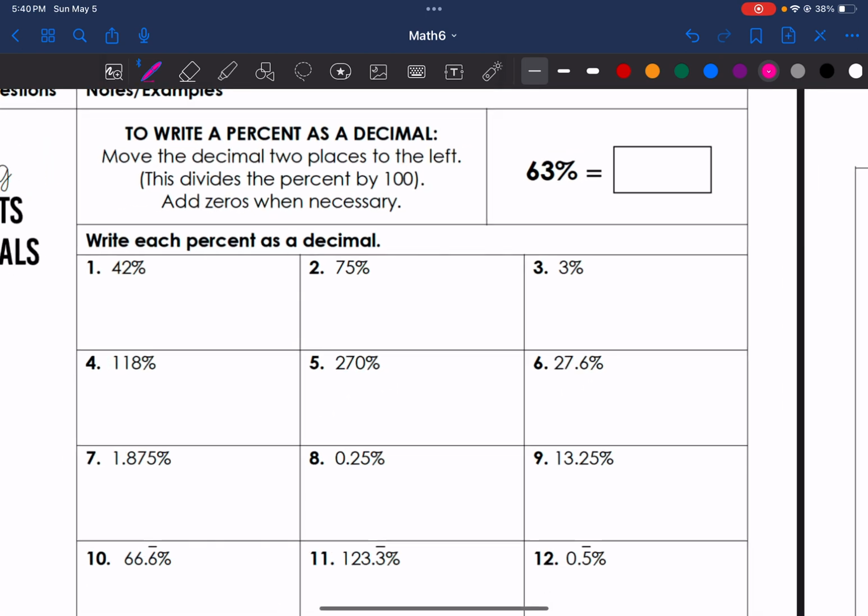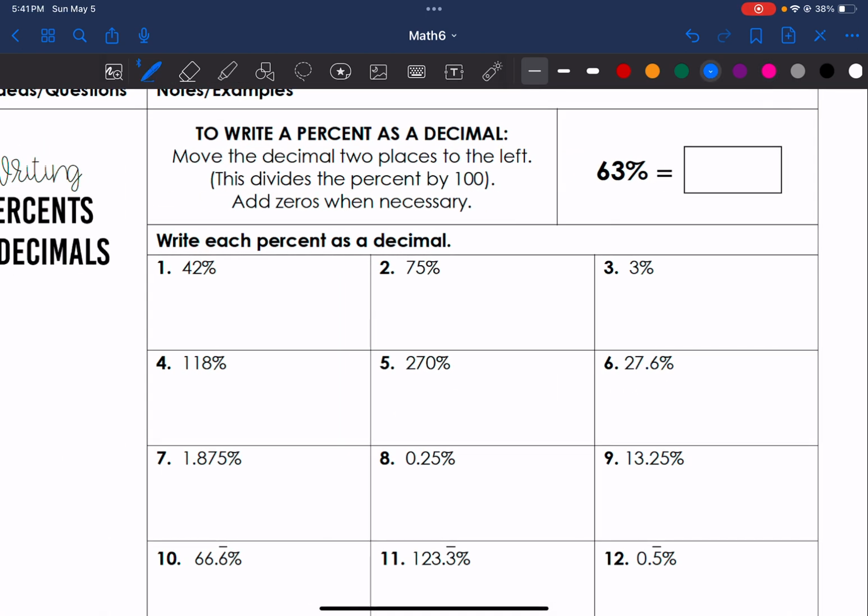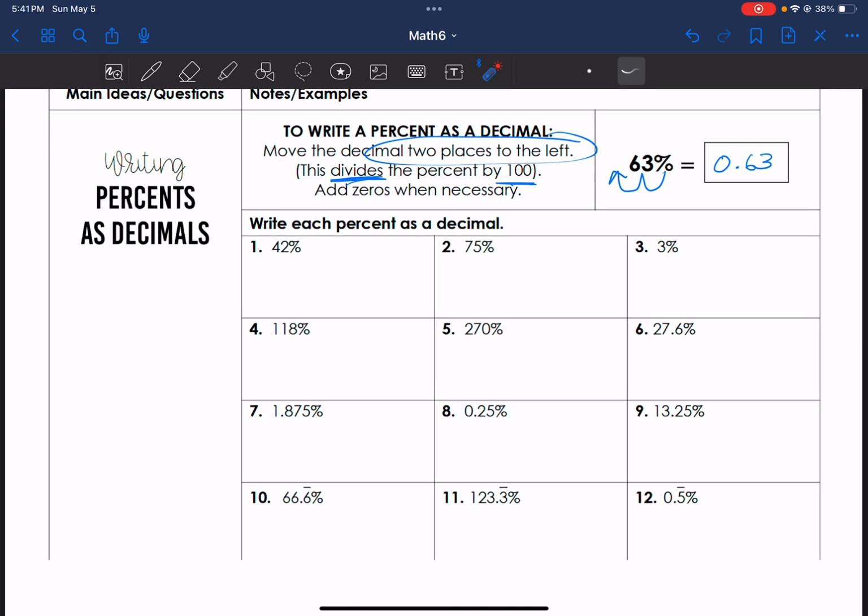So it's going to be a similar concept to what we did, except now instead of multiplying by 100, we are dividing by 100, which means we are moving 2 places to the left. When we move it 2 places to the left, you want to go away from the percent. So this way, you're going away from the symbol. So you get 0.63. Do not forget to put that 0. Please do not write .63.